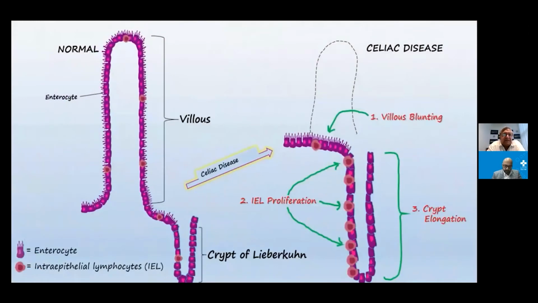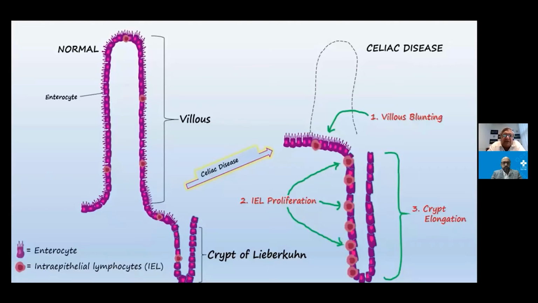The pathology of celiac disease can be appreciated on histopathology. When you look at normal crypts, you find that the small intestine has long villus projections and they have small crypts. As a consequence of celiac disease, there is blunting of the normal villus, and they sometimes disappear.